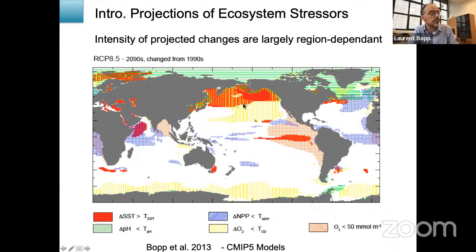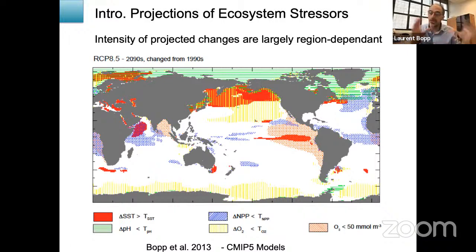So in red, the regions that would, under high emission scenarios, be affected by the most warming. That's the North Pacific, or here in the Equatorial Pacific. You see in blue here, the regions that would be the mostly affected by the decline in NPP. That's the case in the tropical ocean, tropical Atlantic, tropical Indian, tropical Pacific, but also in the North Atlantic. And the region that is the most affected by acidification here is the Arctic Ocean.